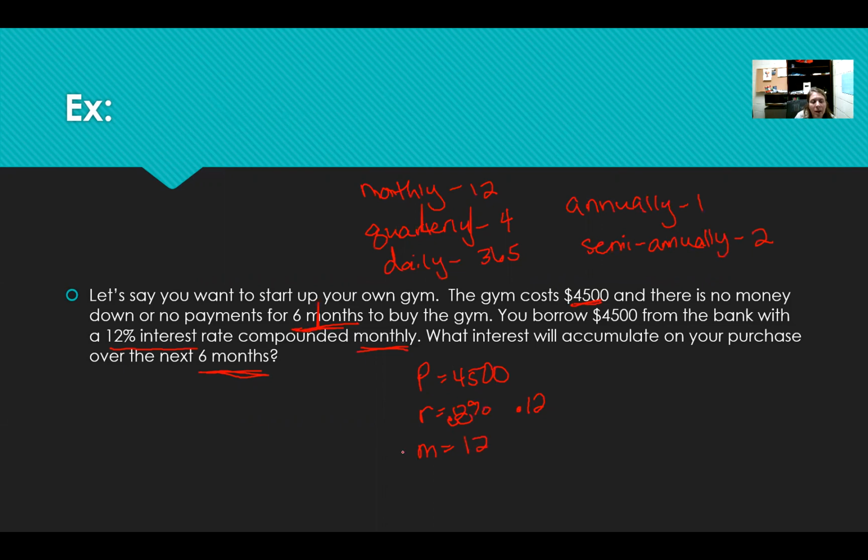So monthly would be 12, and in here is going to be your 12 times. And we're talking about 6 months. So 6 months out of a year, that's 6 out of 12 months, right? So we put it in our formula: 1 plus R over m, 0.12 over 12, and then this is going to be 12 times 6 over 12.